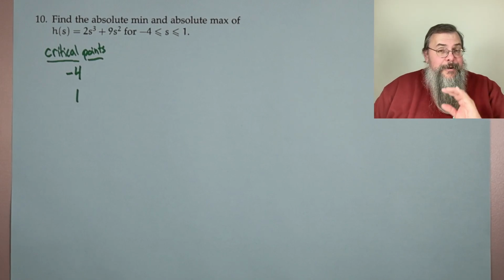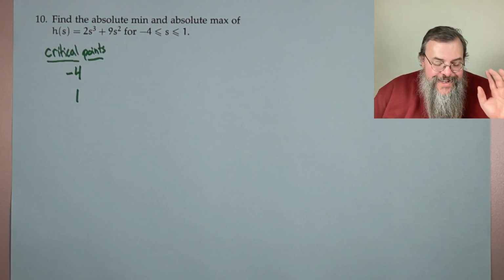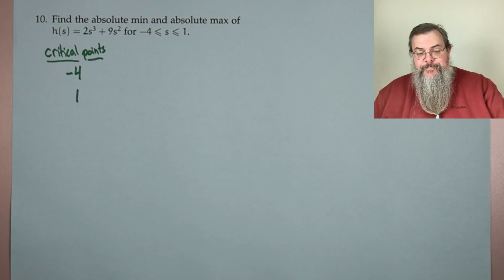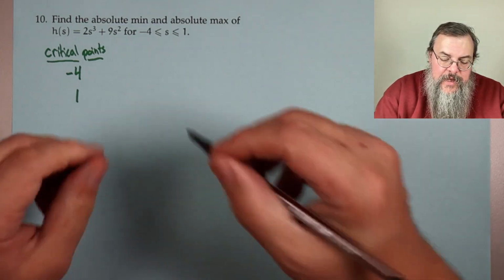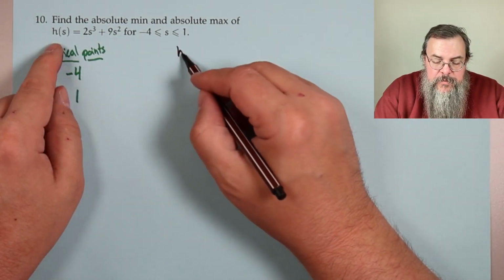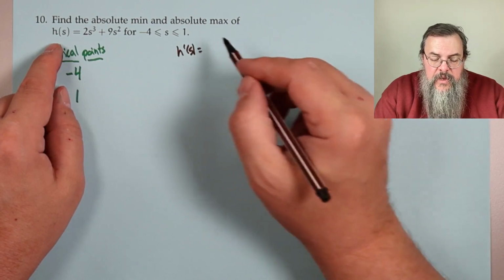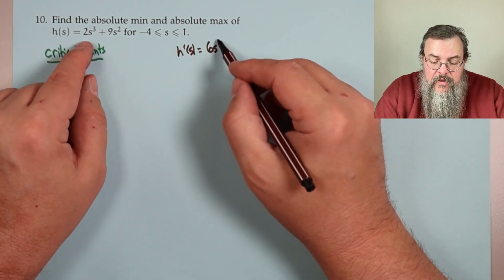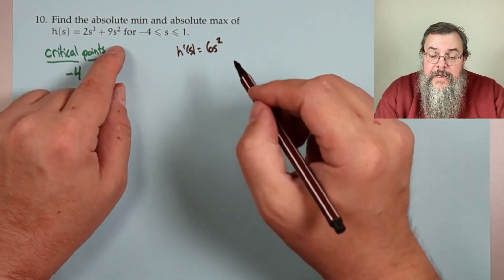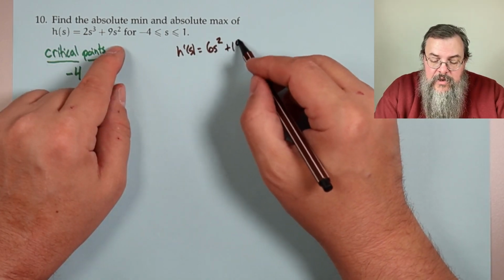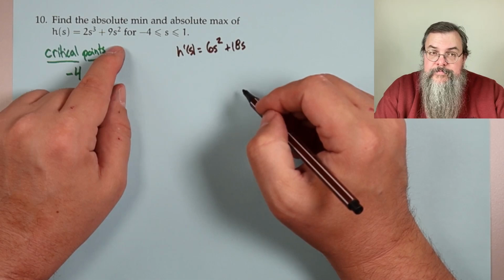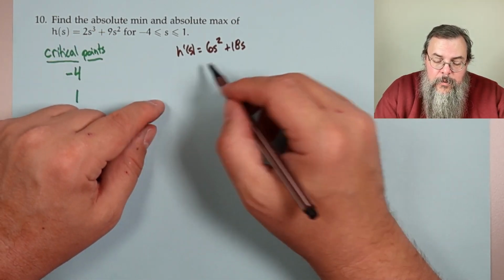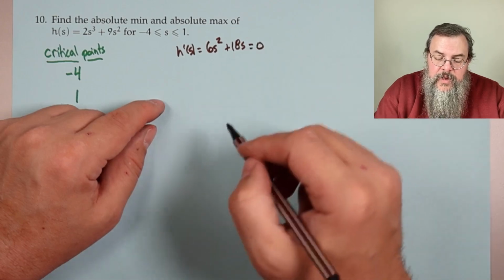But polynomials are beautiful. So we only have where the derivative is 0 left to consider. So we start by looking at that. We say, okay, look at h prime of s. That would be the derivative of 2s cubed, 6s squared. Derivative of 9s squared, 18s. All right, well, that was pretty simple. Now, what do we do? Set this equal to 0.